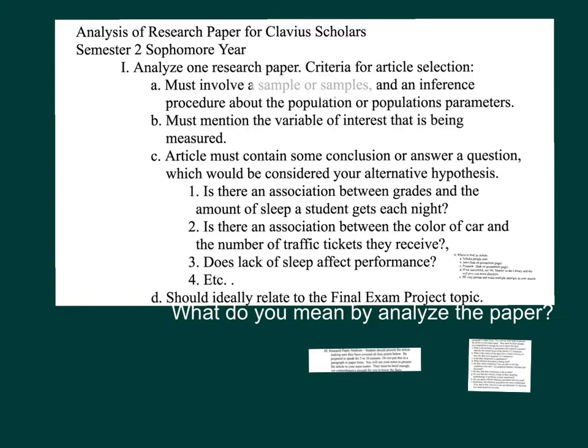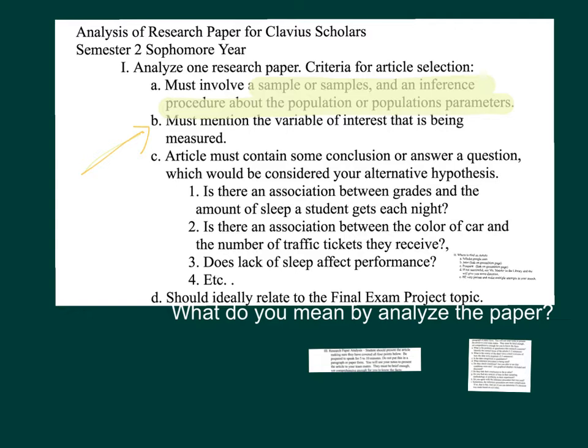You do not want to do something that is a rather extremely complicated project or research paper, but you might need to, depending on what you can find. It must also mention the variable of interest that is being measured, and it must include some graphical display of data. The article in question or the research paper must contain some conclusion or answer a question, which would be considered your alternative hypothesis.